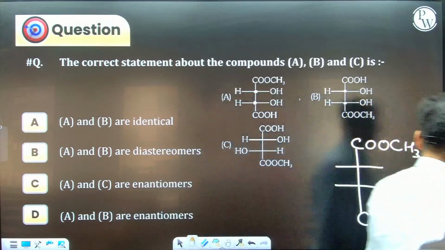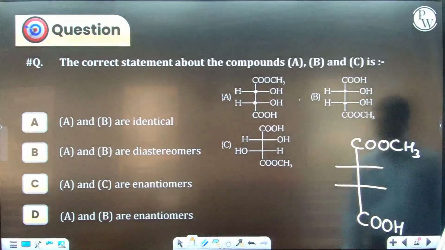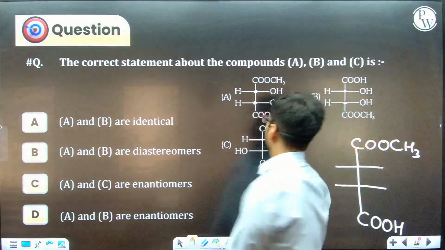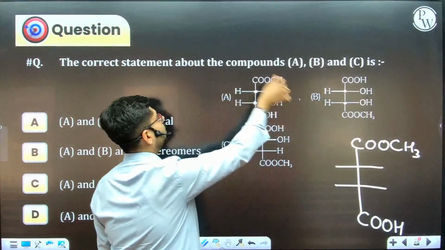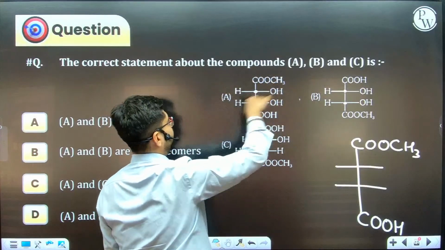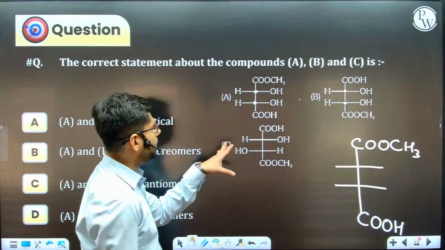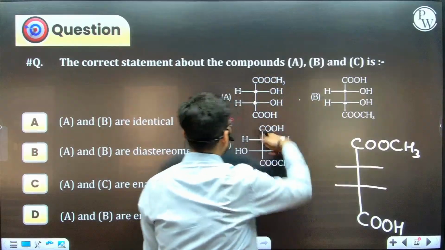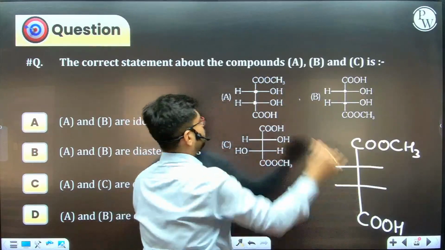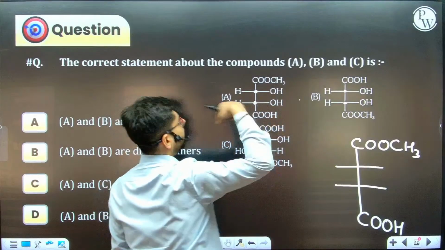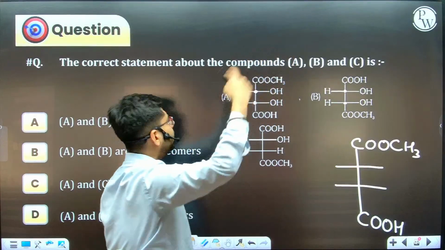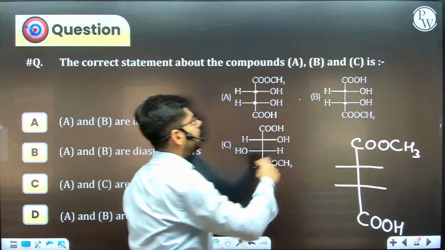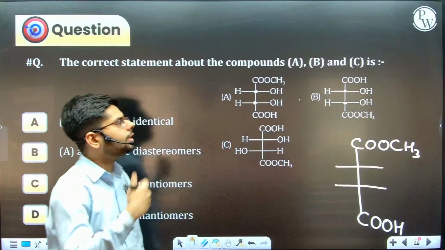Try. Or you can do one more thing. Instead of turning B, you can turn this where A is present. So write A on a piece of paper and then turn A. On turning A again, what will happen? If I turn the piece of paper in such a way that COOH appears at the top and COOCH3 appears at the bottom, you will get another compound, which means I am making you understand only one thing.